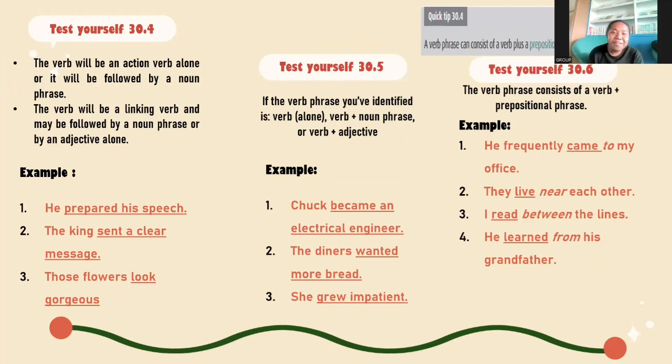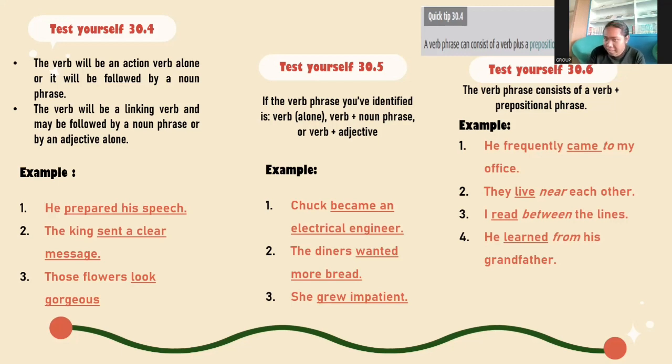For test yourself 30.4, the verb will be an action verb alone, or it will be followed by a noun phrase. The verb will be a linking verb and may be followed by a noun phrase or by an adjective alone. So for example, he prepared his speech. Number 2, the king sent a clear message. Number 3 is, those flowers look gorgeous. For test yourself 30.5, if the verb phrase you've identified is a verb alone, 1, Chuck became an electrical engineer. Number 2, the diners wanted more bread. Number 3, she grew impatient.